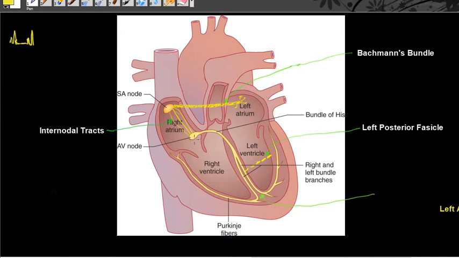And that's because this AV node actually holds the charge. It waits for the blood to collect in the right and left ventricles. And then when the blood collects in the right and left ventricles, this depolarization wave is allowed to continue through this bundle of His here, which separates into right and left bundles. The left bundle actually contains an anterior branch and a posterior branch.